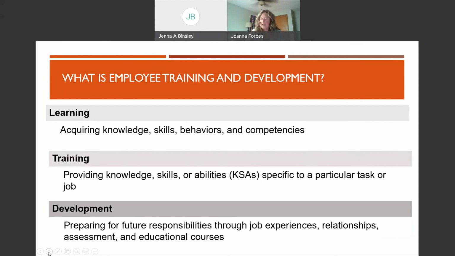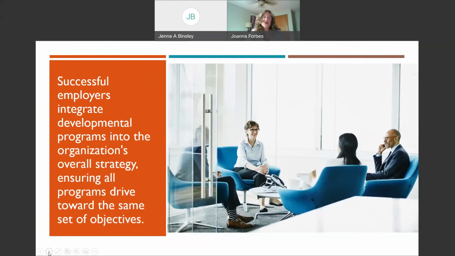Through experiences and relationships, educational courses, and assessments. So that gets a little bit broader and a little bit deeper than maybe just a one-on-one training. So successful employers definitely integrate all of those types of training and development opportunities into their overall strategy.